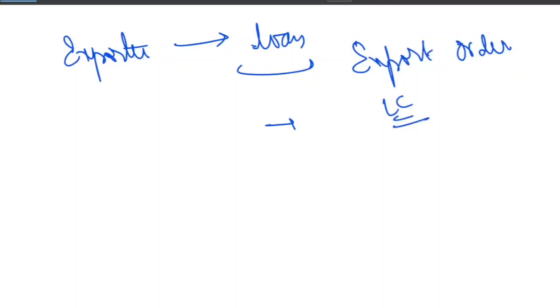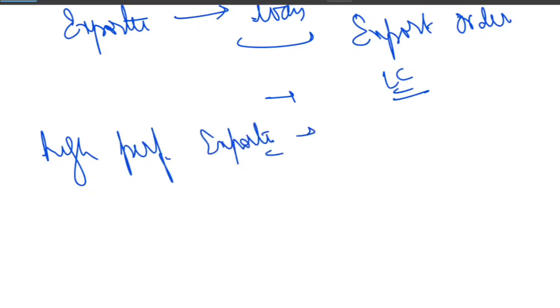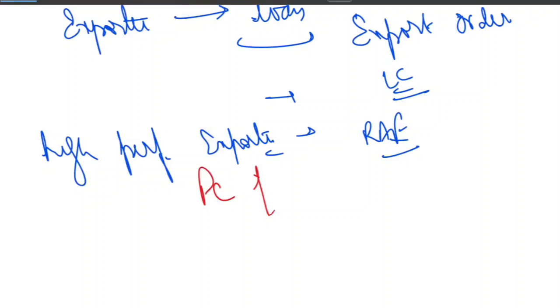But for a high performing exporter, the bank gives a special privilege. Suppose there is a high performing exporter. For a high performing exporter, the bank gives a special privilege, and that is called the running account facility. Under this, the exporter can take packing credit first and show the export order later. So under this, what happens? Packing credit first and export order later.